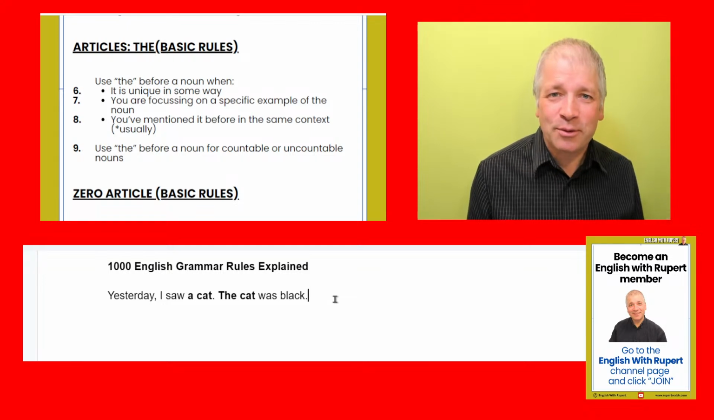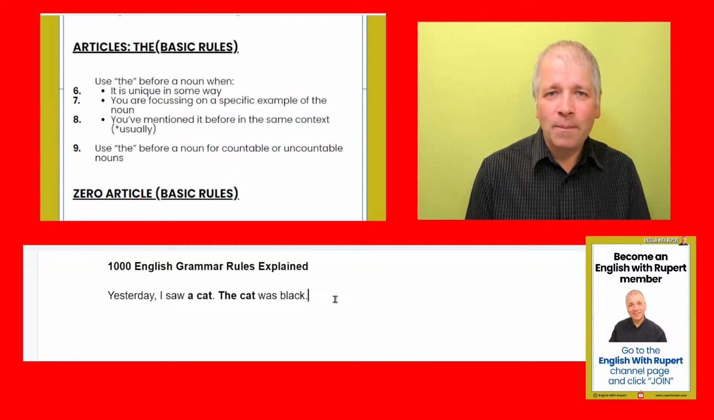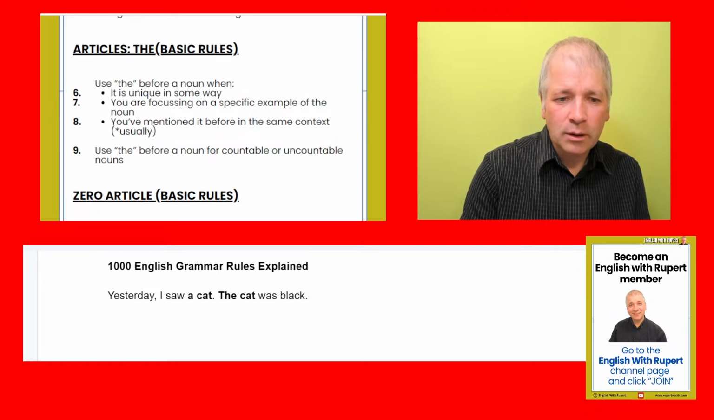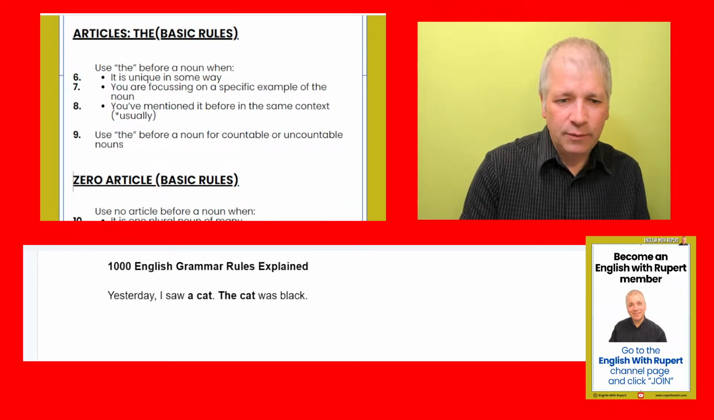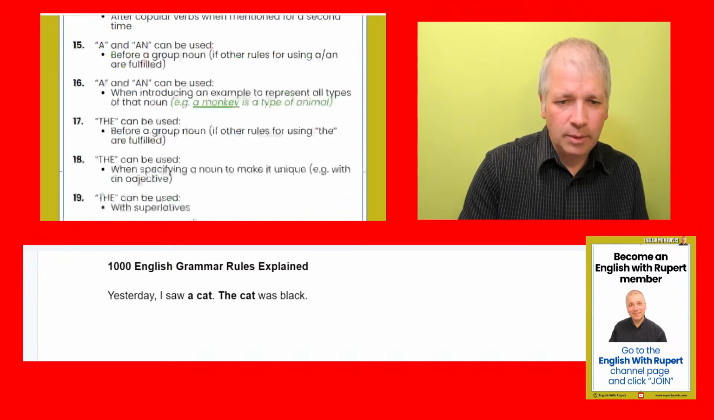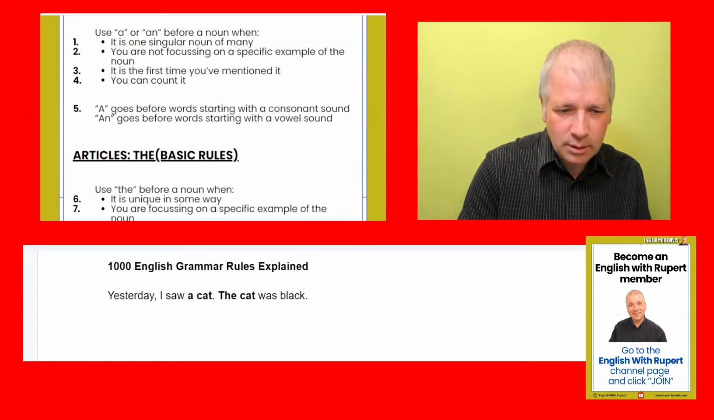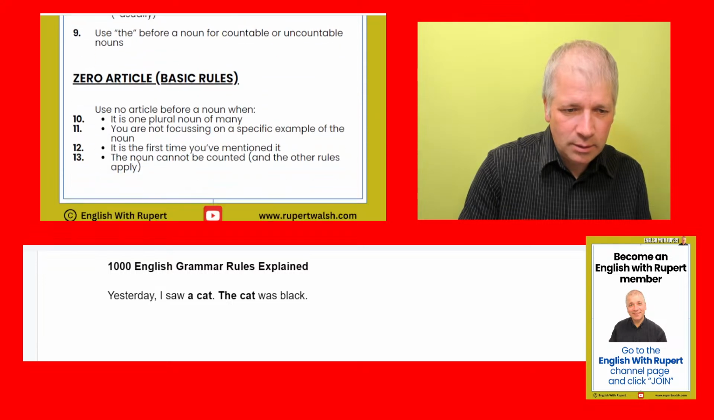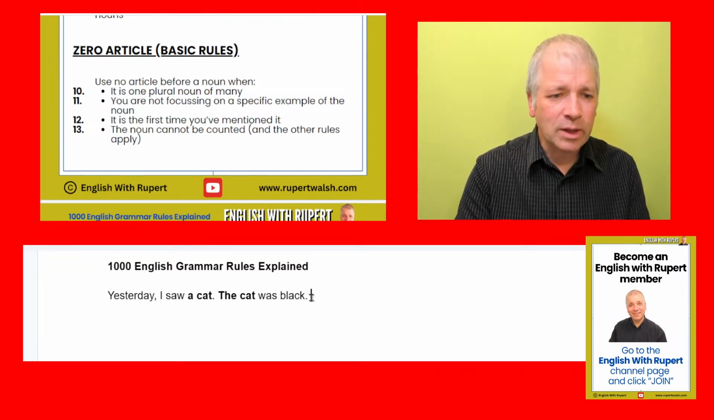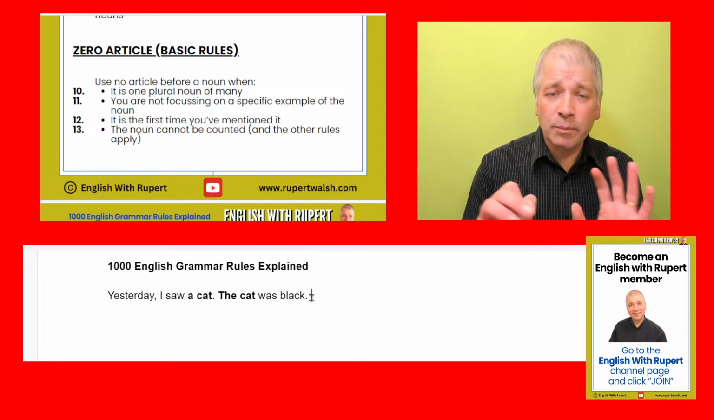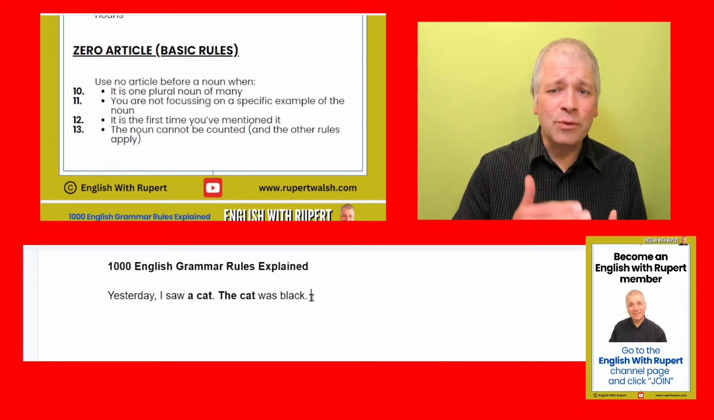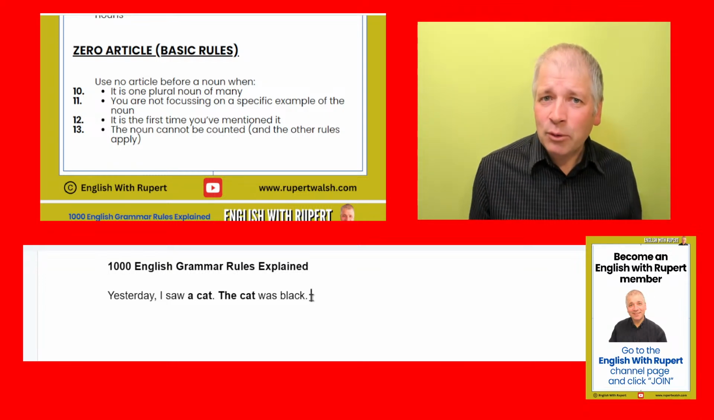We've been looking at articles so far. A, an, the. Now we're coming to zero article. So I'm going to go down my PDF to the next part. There we are. Okay, so now we're looking at zero article. So sometimes we don't need an article at all. We don't need a, we don't need an, we don't need the. We just have the noun on its own.